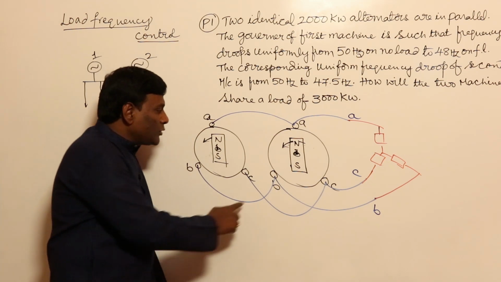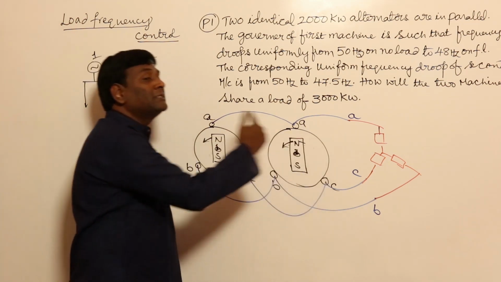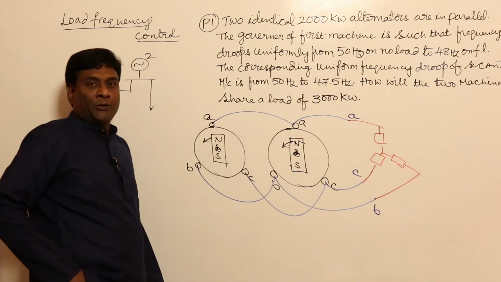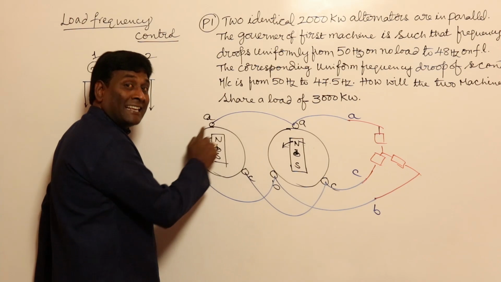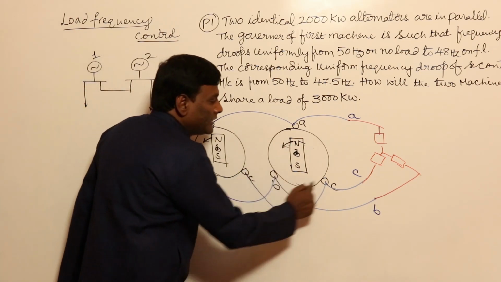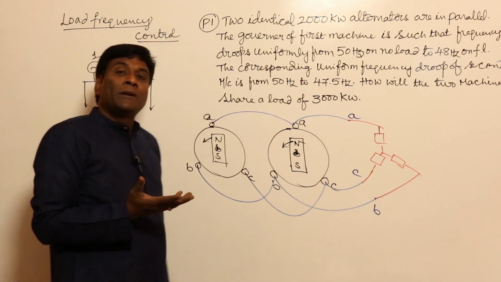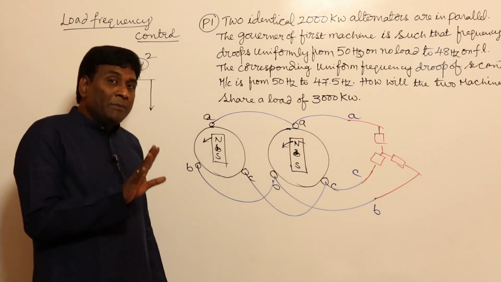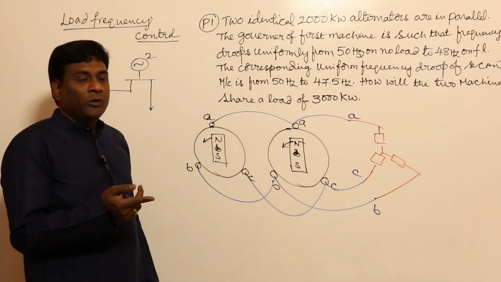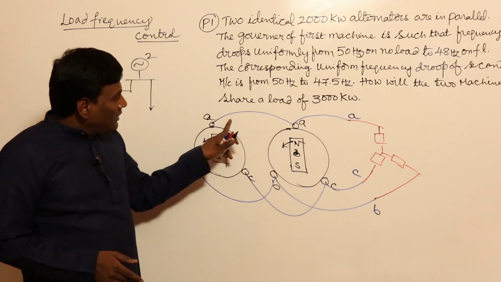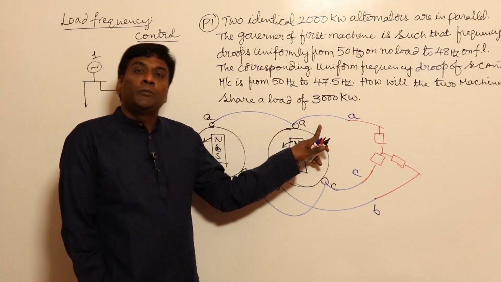If it is taking x milliseconds to complete one revolution, it also should take only x milliseconds to complete one revolution. So if it is creating one cycle of induced voltage here, it also has to create one cycle only. Only then can we say they are operating under steady state condition. Otherwise, synchronizing currents or synchronizing torques are going to be a transient condition. So under steady state condition, the operating frequency of this and the operating frequency of this should be the same.